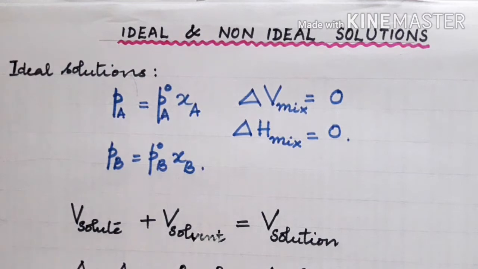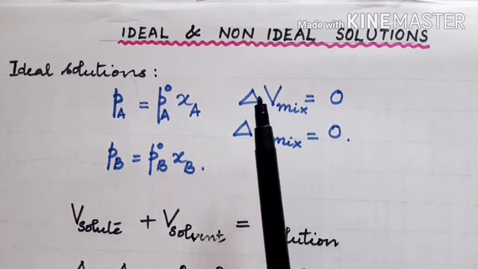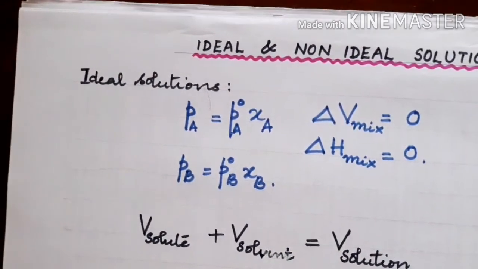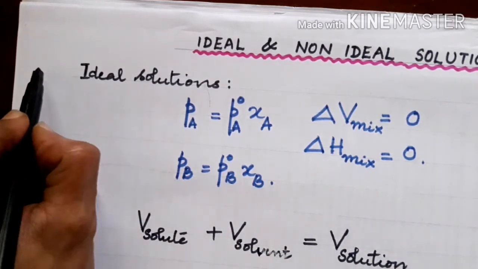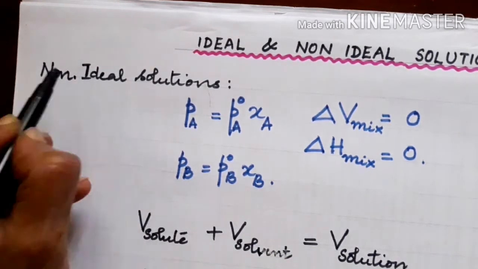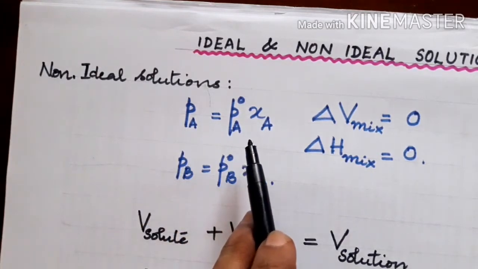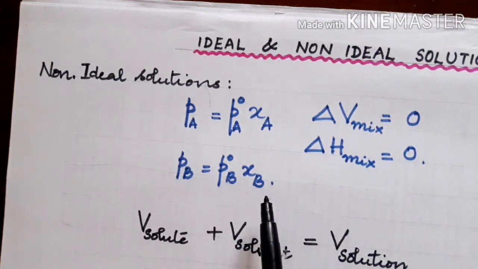Coming to the next type of solution, which is known as non-ideal solutions. As told earlier, non-ideal solutions are those which do not obey Raoult's law. So here you can just change this definition as non-ideal solution. Non-ideal solutions are those which do not obey Raoult's law. That means this equation and this equation are never followed by the non-ideal cases.